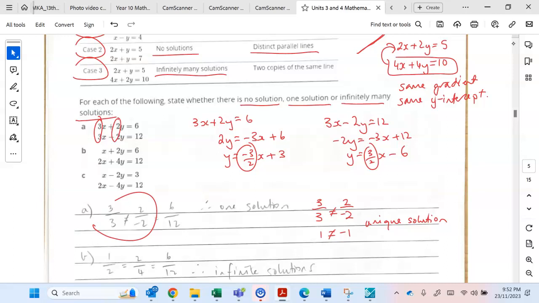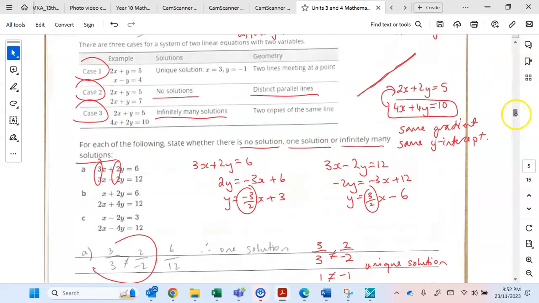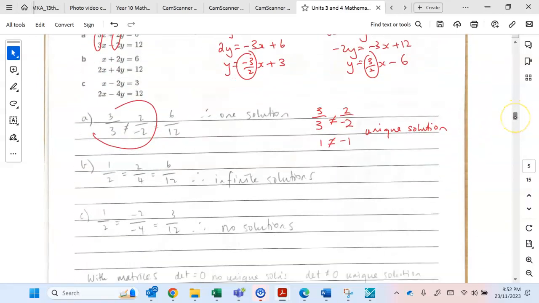Yeah, so when they're not equal, you have a unique solution. So let's have a look at the next one, B. Sorry, I'm just thinking as I'm writing and talking.